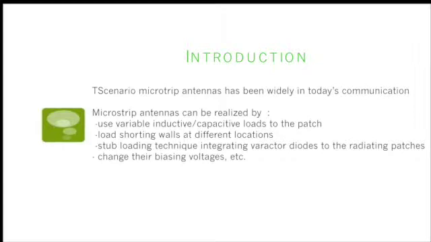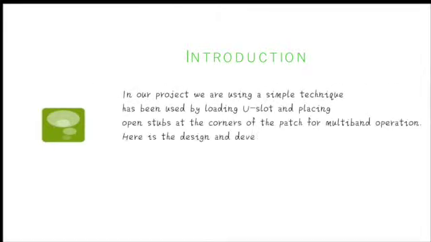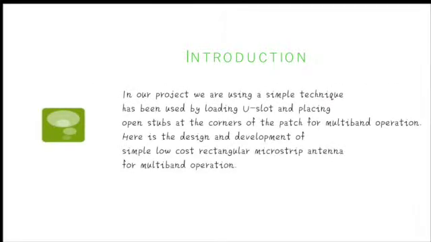Modern communication systems such as cell phones and Wi-Fi use antennas operating at a definite frequency band. But an antenna operating at different frequency bands simultaneously is more useful and avoids the use of multiple antennas. In this study, a simple technique has been used by loading a U-slot and placing open stubs at the corners of the patch for multi-band operation.